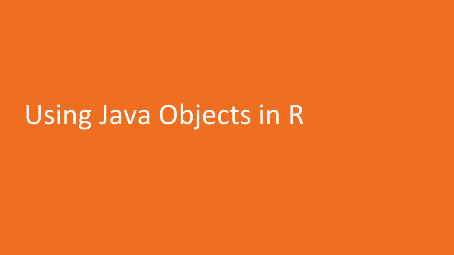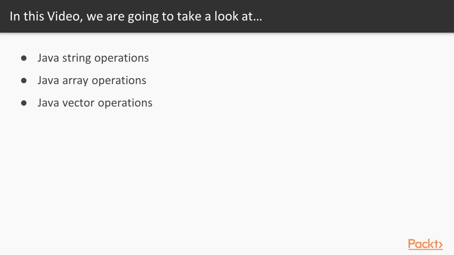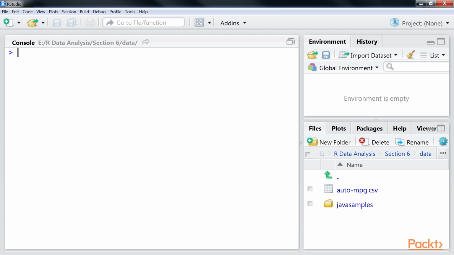Now we move on to the first video of this section that deals with using Java objects in R. In this video we're going to take a look at Java string, array and vector operations. Sometimes we develop parts of an application in Java and need to access them from R. The rJava package allows us to access Java objects directly from within R.